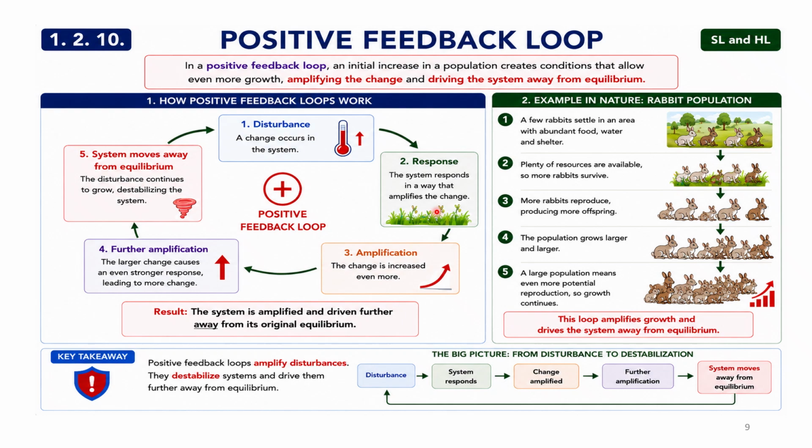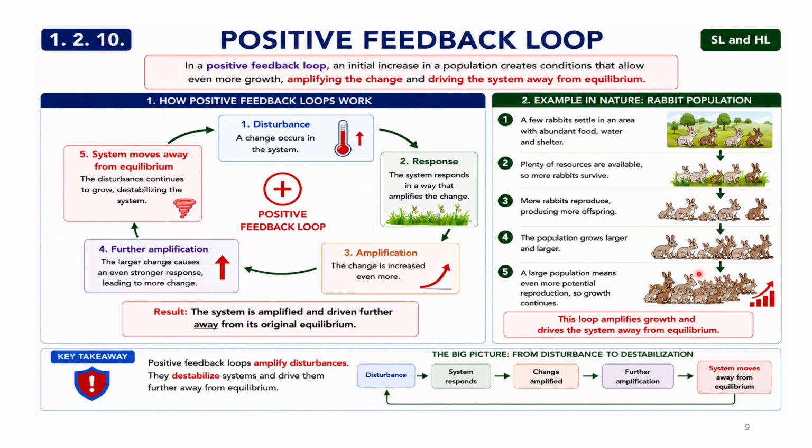As the population grows, more individuals reproduce, leading to an even larger population. This creates a self-reinforcing cycle in which each increase produces an even greater increase, driving the system further from its original stable state. The rabbit population example clearly illustrates this process.